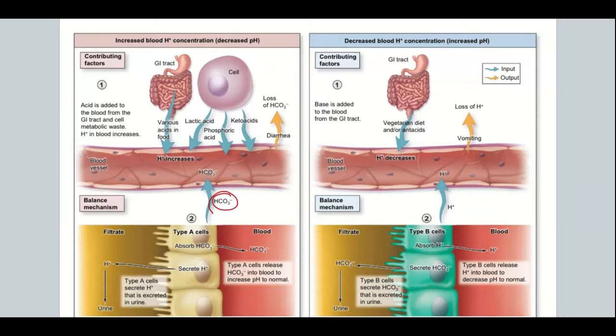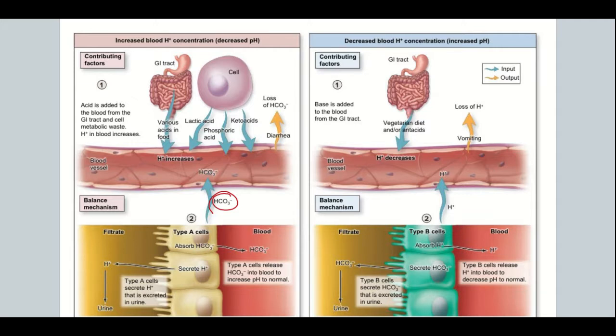So in our body, there are 2 major classes of acids. We can talk about fixed acids, which are also known as the metabolic acids. And these are from metabolic processes, metabolic reactions that are happening in your body.